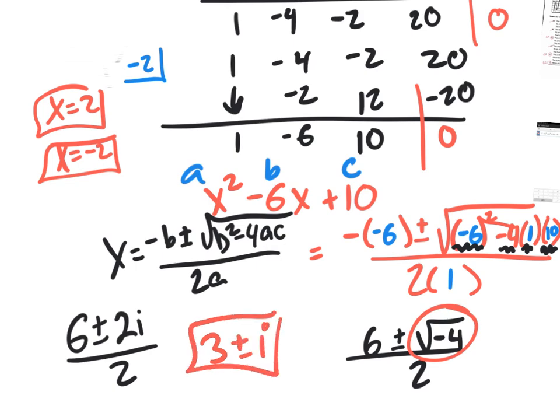So those are your 2 other answers, and that makes total sense. It was a 4th degree equation. You have 2 real answers, 2 imaginary. You could have also reduced right here, just reduced by 2 on all your terms. I need to get the 3 plus or minus i also that way.